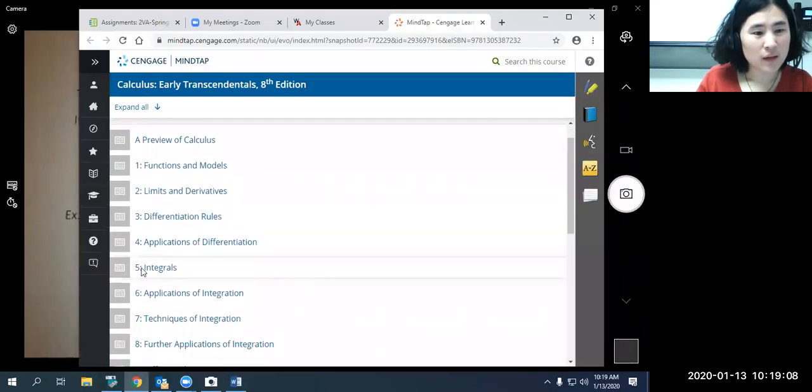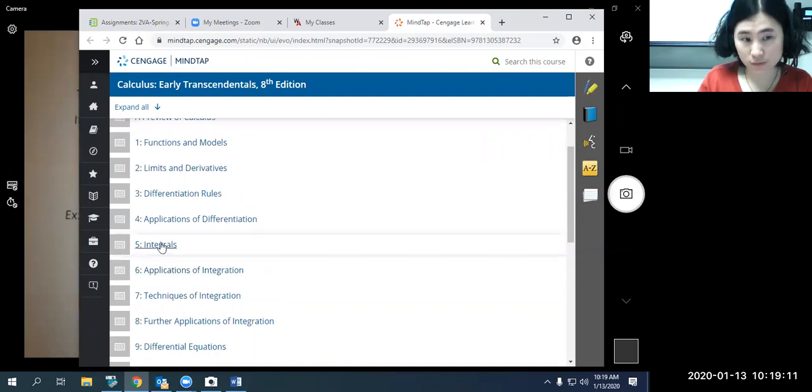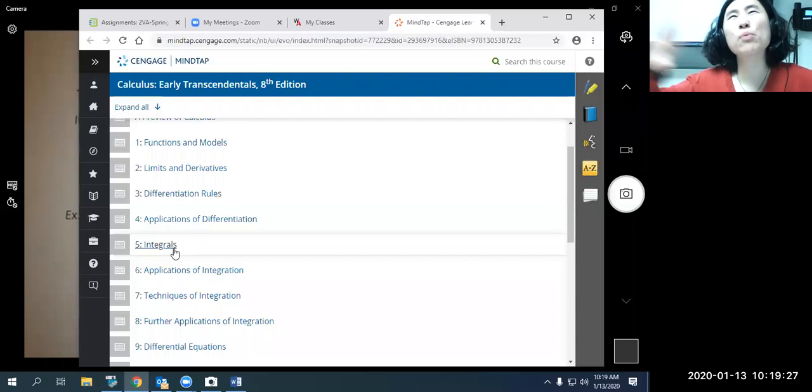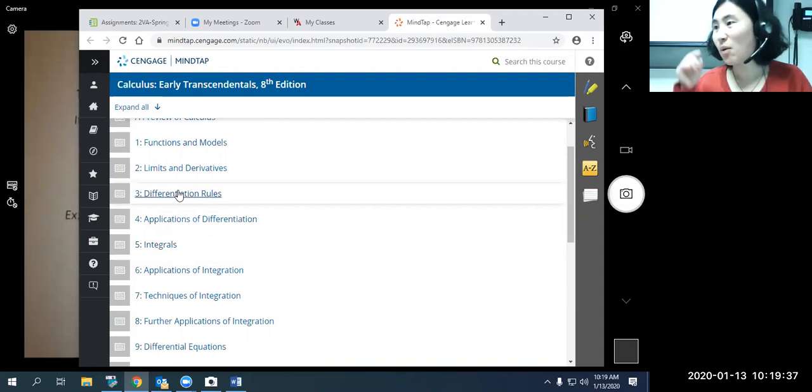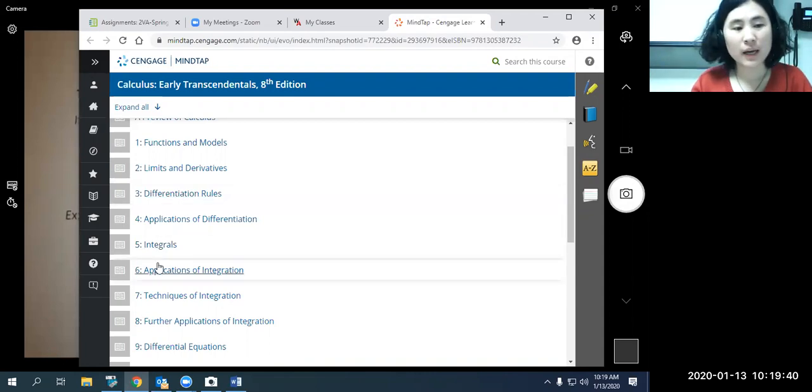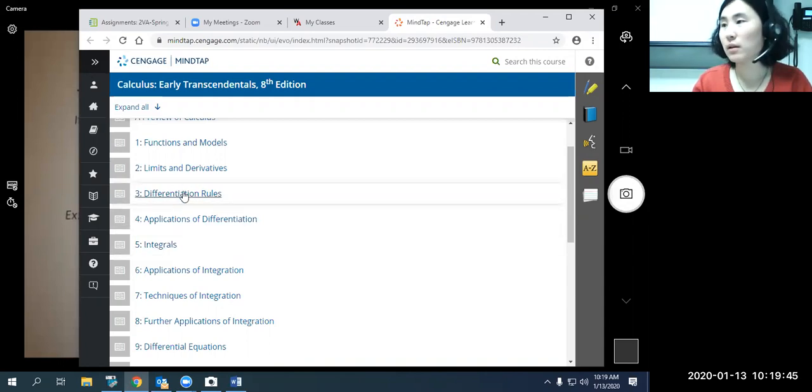However, the entire chapter 5 is about integrals. Remember we talked about in Calc 1 that for calculus, there are 2 main branches. What are the 2 main branches for calculus? Differentiation, right? This is one branch. What is the second branch for calculus? Integration, okay? Remember that?